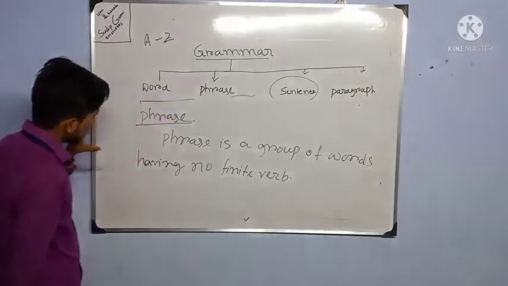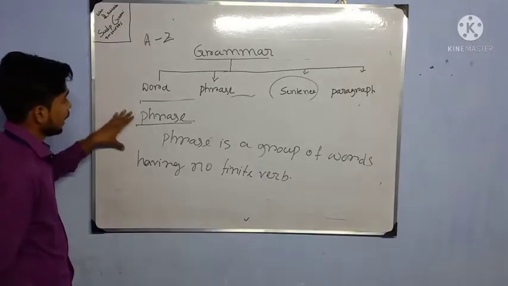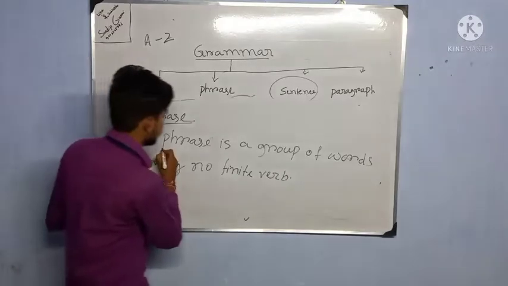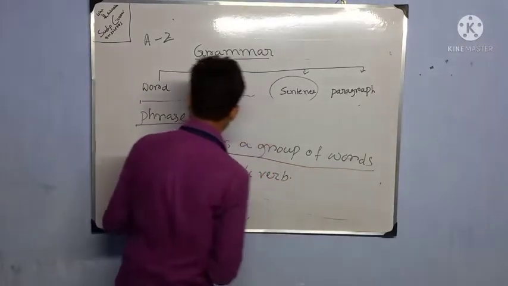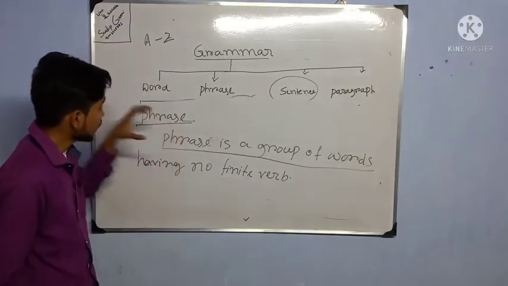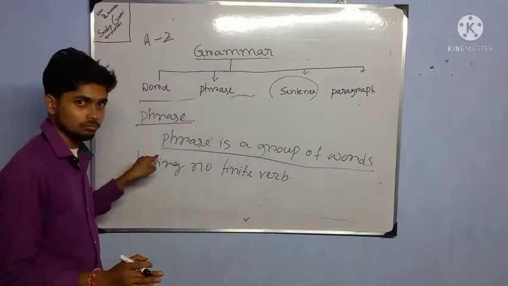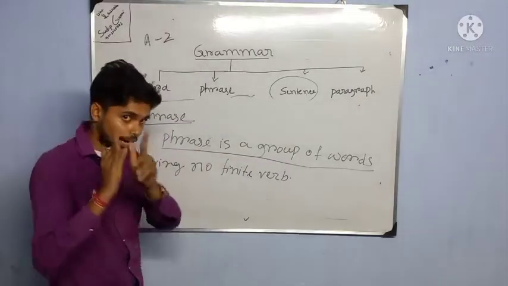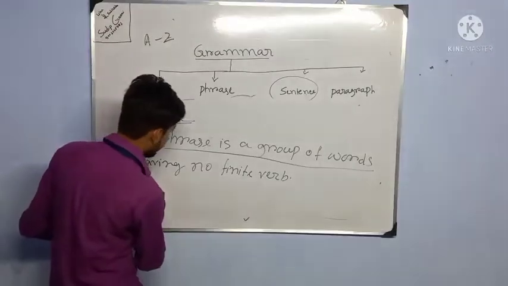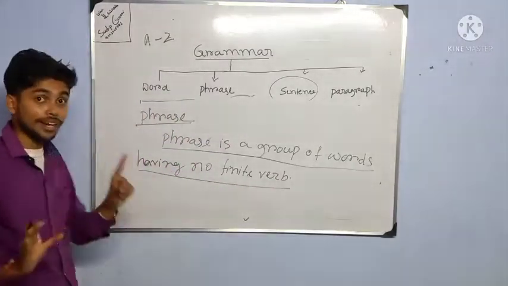So what are the two conditions to be exemplified as an example of phrase? First, phrase is a group of words. This is the first condition. Definitely you will find a group of words, more than one word. And what is the second condition? Having no finite verb. There is no finite verb.